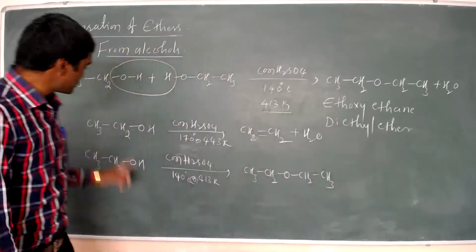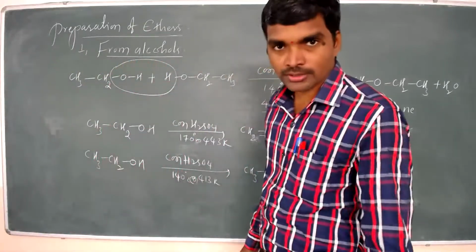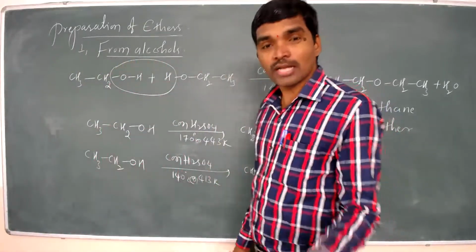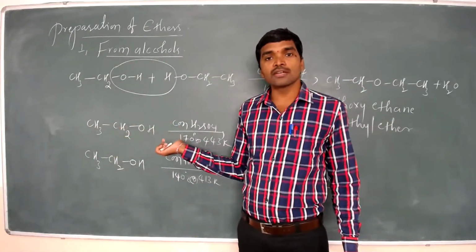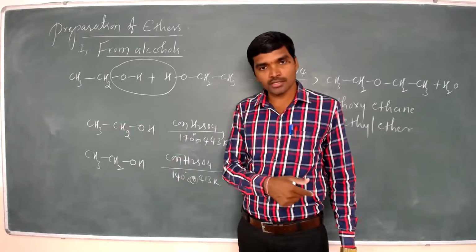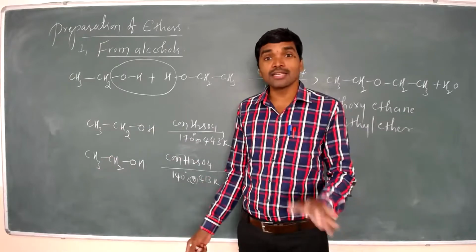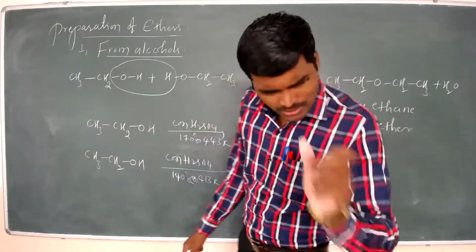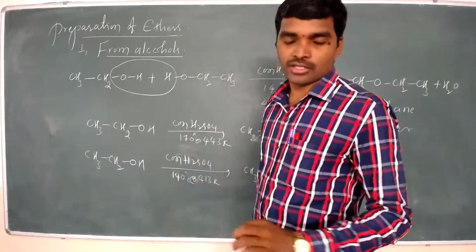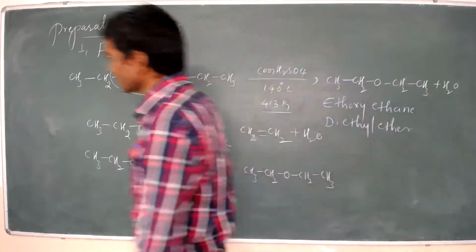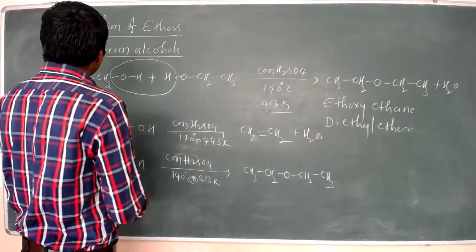The number of moles they won't mention here for ether or alcohol. So by the temperature only you can identify. Ethyl alcohol reacting with concentrated H2SO4 at 170 degrees Celsius, answer ethene. At 140 degrees Celsius, answer diethyl ether. So these reactions depend upon the temperature conditions. These are the important ones.